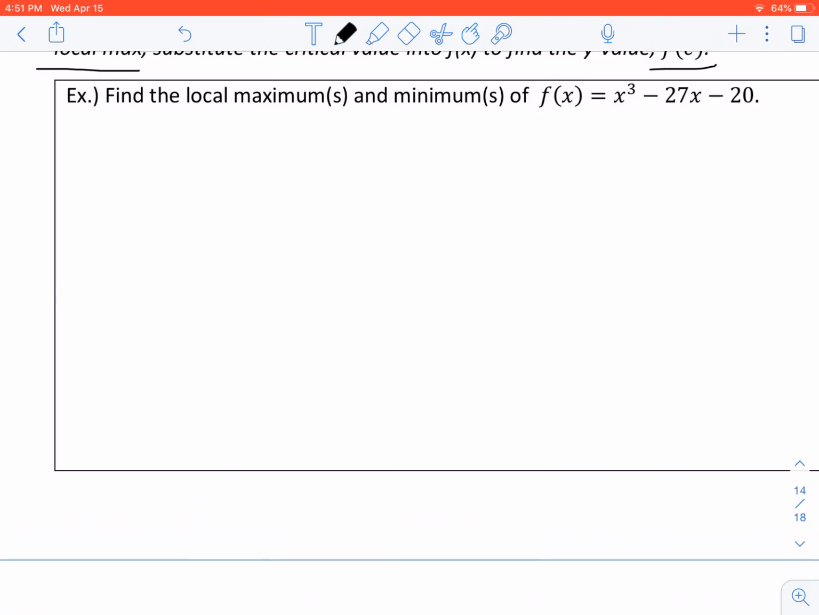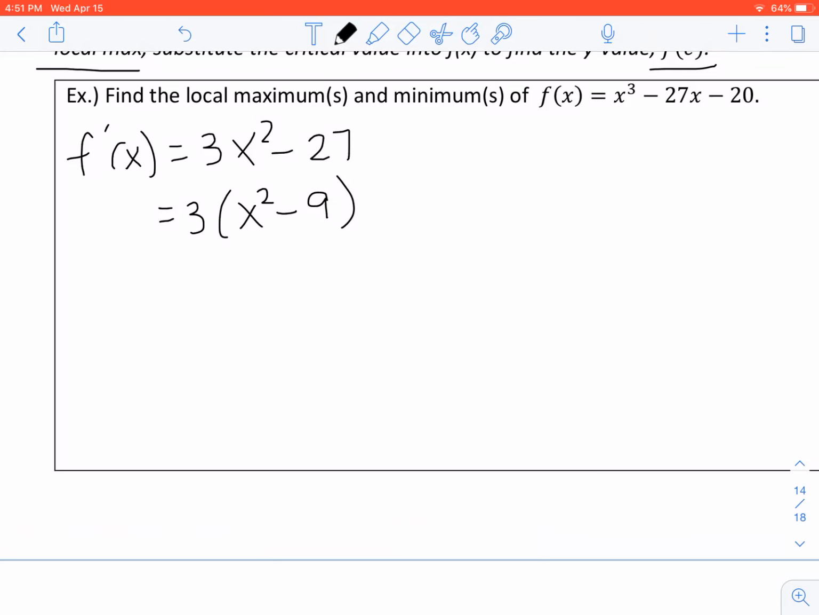This function that we have is a polynomial, and so it's a continuous function, and its domain is all real numbers. So taking a derivative, we have 3x squared minus 27. Factoring out a 3, we have x squared minus 9. And then in order to find our critical values, I'm going to set this equal to 0. You can factor it more if you want, or you can just say your values of x are going to be plus or minus 3. So again, these are your critical values.